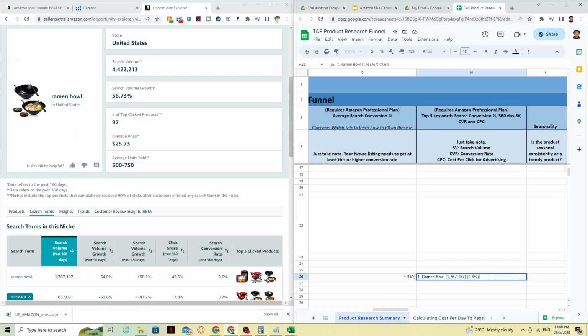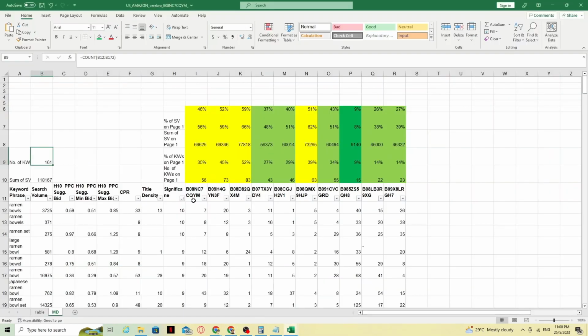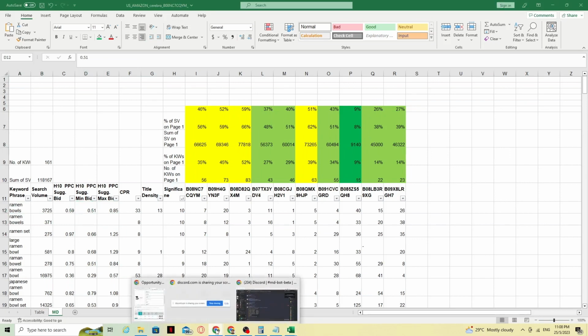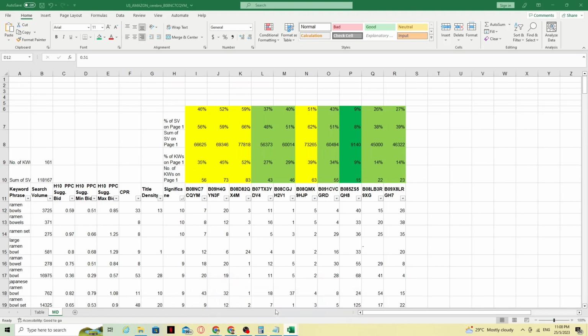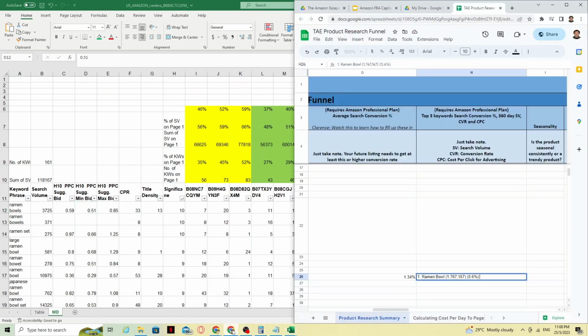And the CPC data, let's look at our Cerebro. Ramen bowls, CPC data in the middle, 0.51 cents. So we can go back to our data here. Oops, there we go. And key in 0.51. So that's our advertising cost per click data.